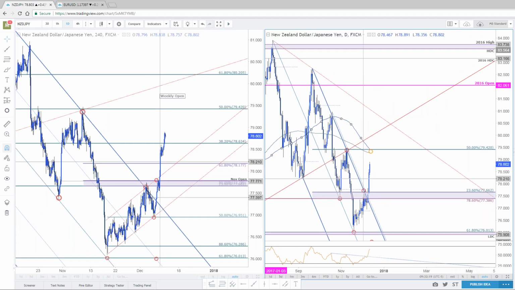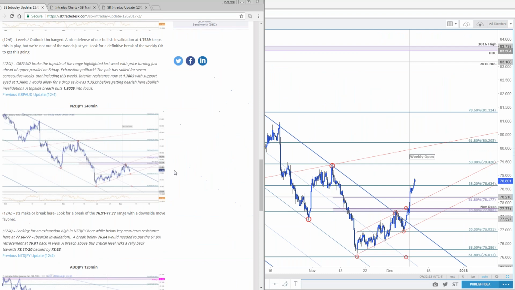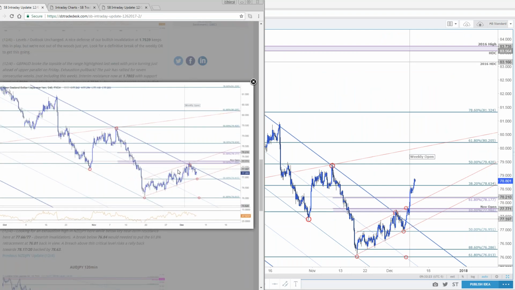Here's what it looks like on the intraday charts. Here's what it looked like last week. So again, there's that support. Got that hold right at trend line support or channel support. Once we broke 77, sayonara. Okay? 79.42, next big side target to the upside.